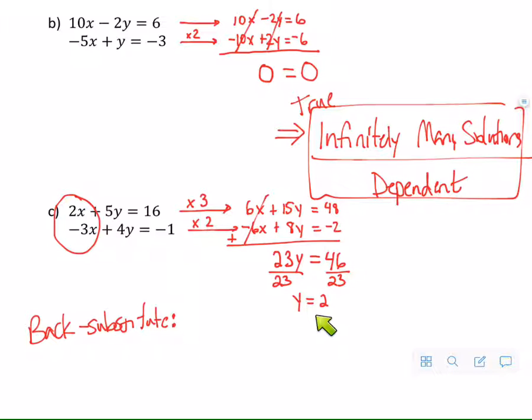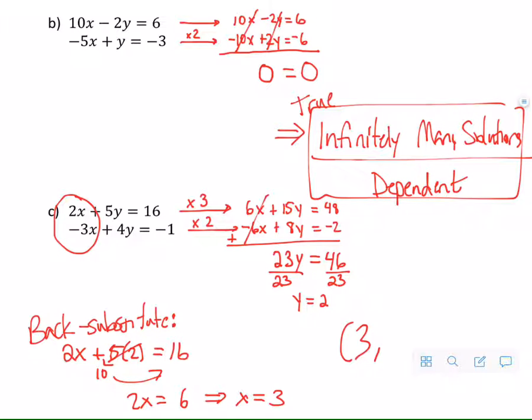Everybody get there? Okay, so plug the 2 back in for y in one of these. I'm going to use the first equation. So 2x plus 5 times 2 equals 16. So that's 10, and I move it to the other side. I get 2x equals 6, which means x is 3. So my answer is 3, comma 2.